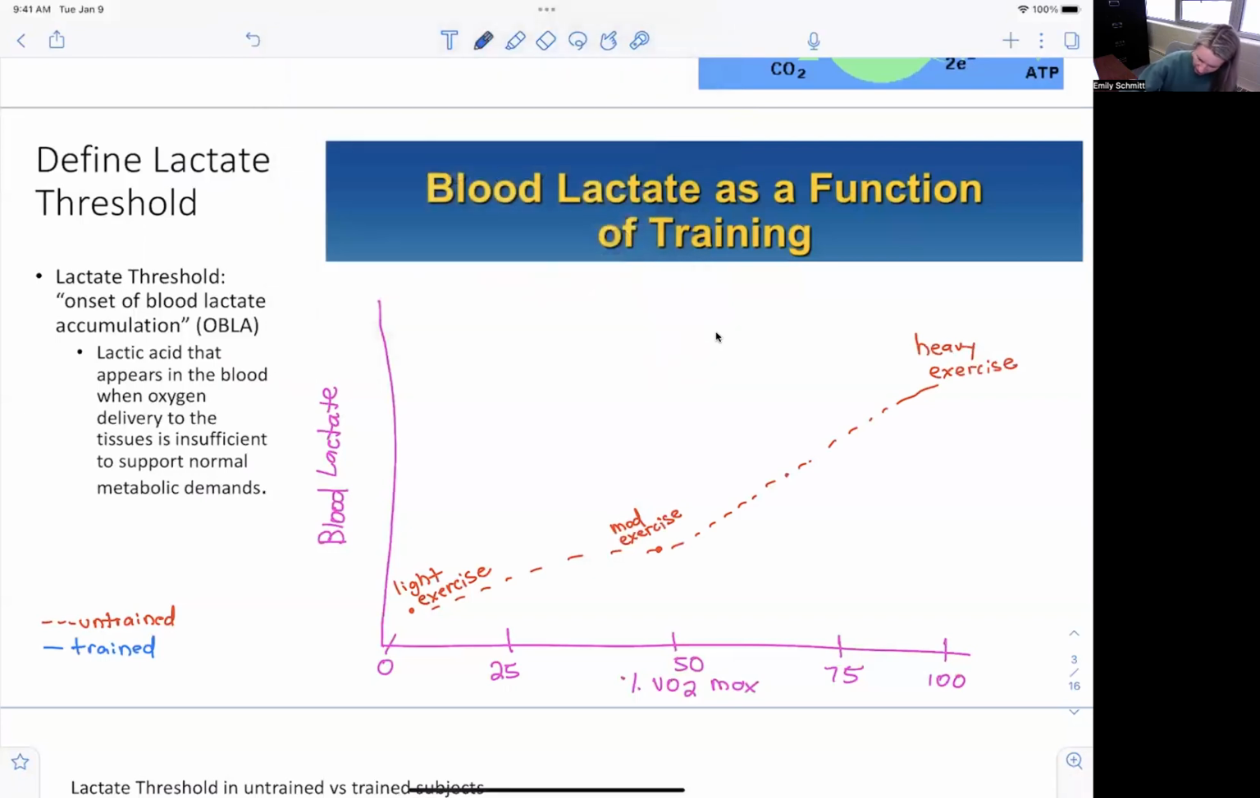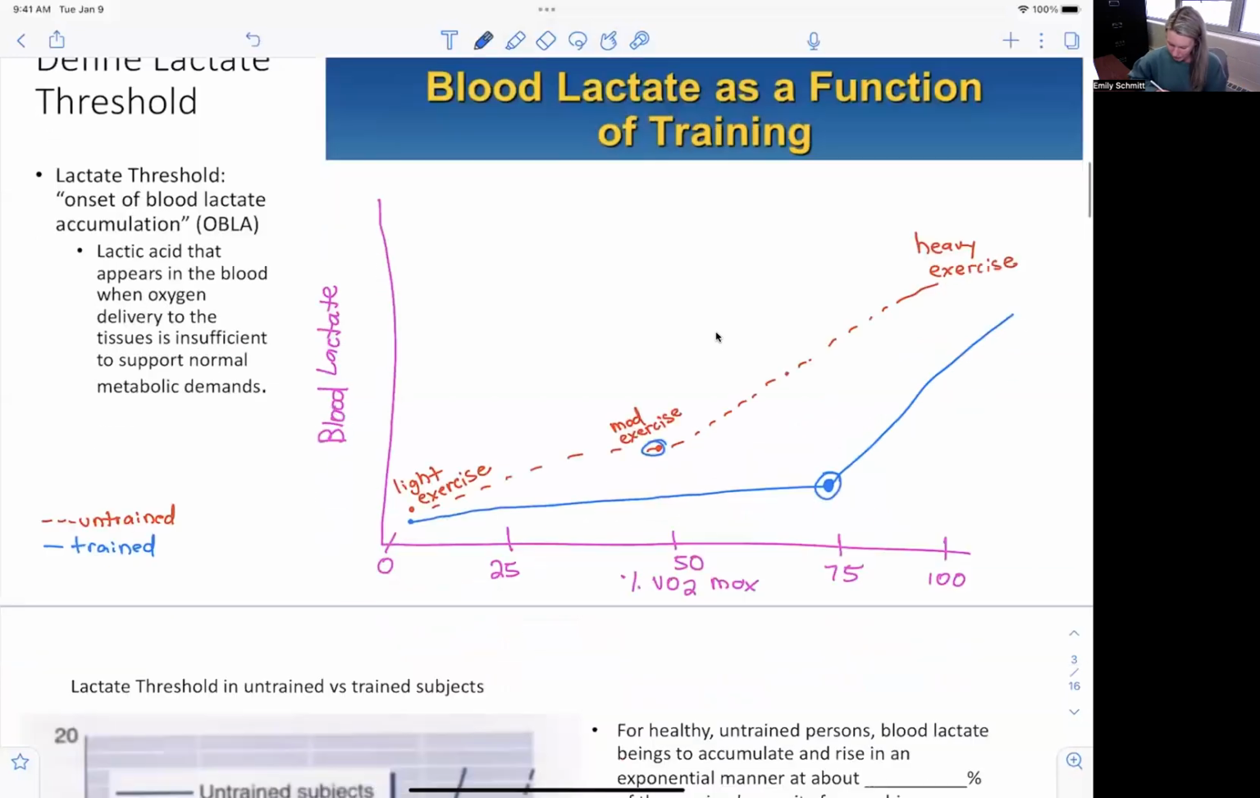Then let's take a look at our trained individual. We're going to start here again with light exercise, and we're going to stay pretty steady and pretty easy until about 75% of VO2 max, where we'll then have a sharp increase. Whenever we see this lactate start to increase and we see the onset of blood lactic acid accumulation, that's the point at which you can't clear lactic acid as fast as you accumulate it. That's around 50% for our untrained individual and around 75% of VO2 max for our trained individual.